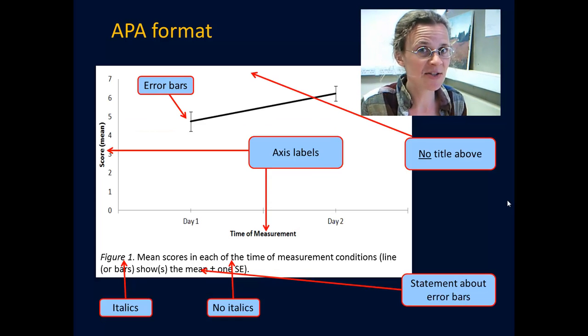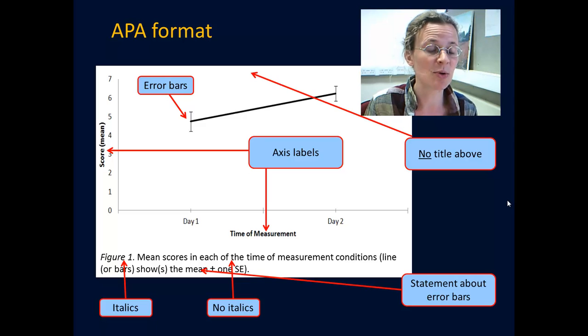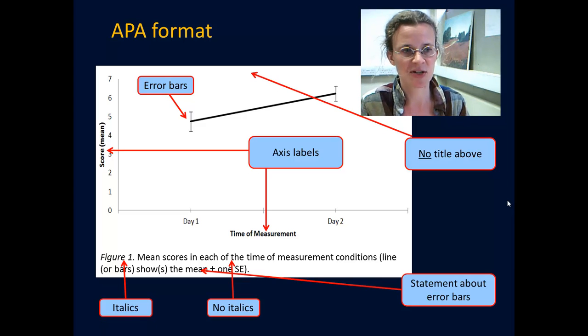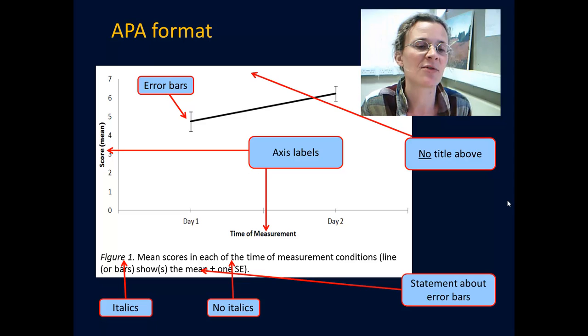The APA style graph, very important, and even more important because this graph was actually given to you in the class slides. And we went through this. What should be on there? What characteristics should it have? So it's not the line graph in this case. We should have had a bar graph, but the principles are the same.